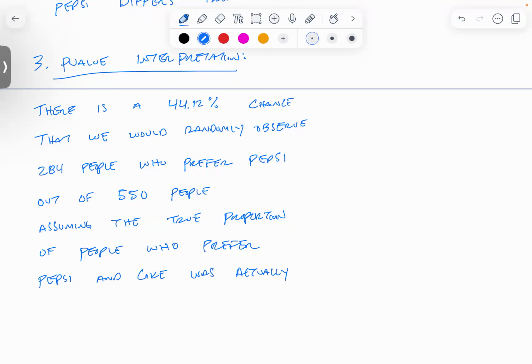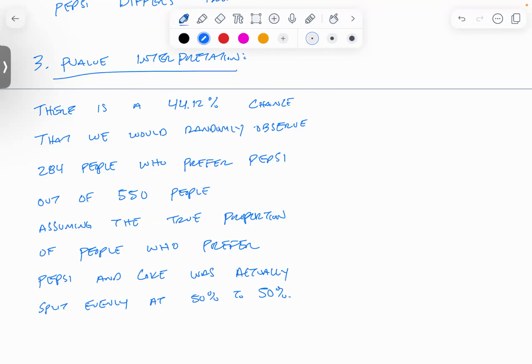Okay, so there is a 44.12% chance that we would randomly observe 284 people who prefer Pepsi out of 550 people, assuming the true proportion of people who prefer Pepsi and Coke was actually split evenly at 50% to 50%.